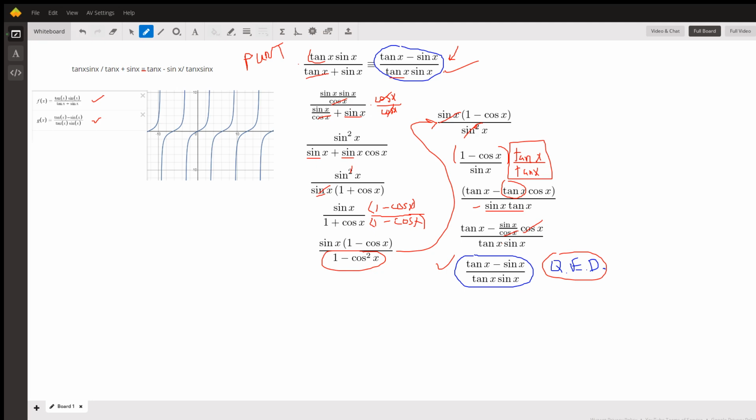Okay. Are there other ways to do it? Probably. There might be an easier way, but that's the one that I stumbled upon first.